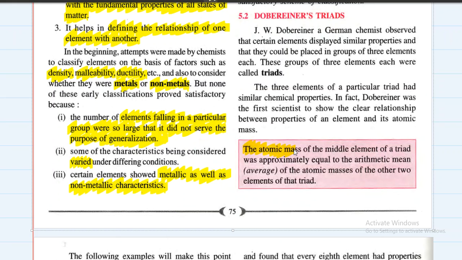The atomic mass of the middle element of a triad was approximately equal to the arithmetic mean or average of the atomic masses of the other two elements of that triad. Atomic mass of the middle element of the triad was approximately equal to the arithmetic mean or average of the atomic mass of the other two elements in the triad.